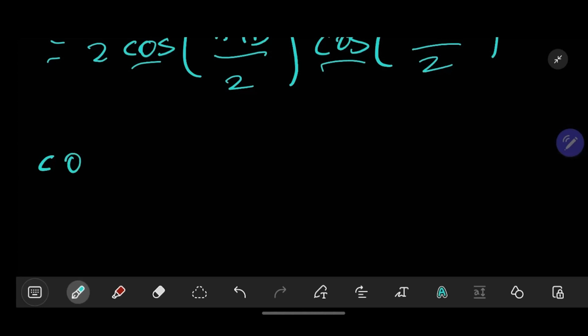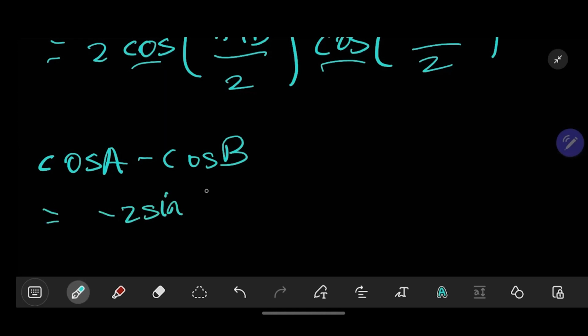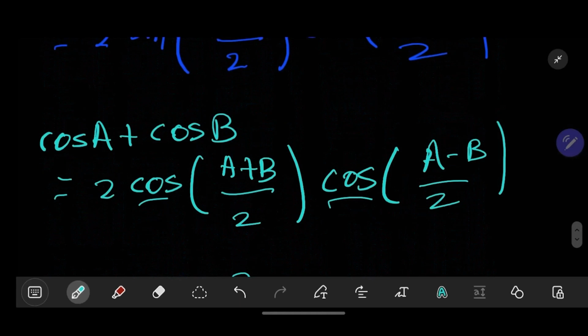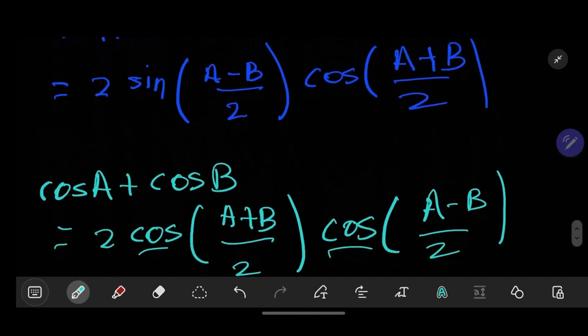So what if we had cos of A minus cos of B? What do you think this is? This is equal to minus 2 sine of A plus B over 2 into sine of A minus B over 2. Okay, and that brings us to the end of this video of the basics in terms of your trig identities as well as the rules.